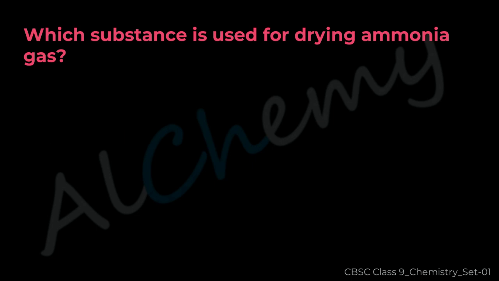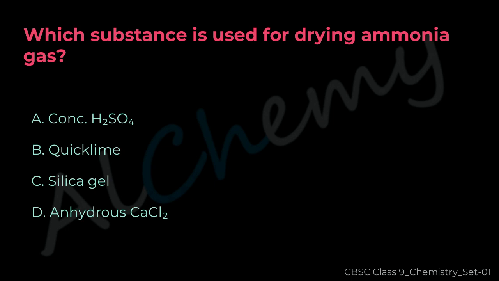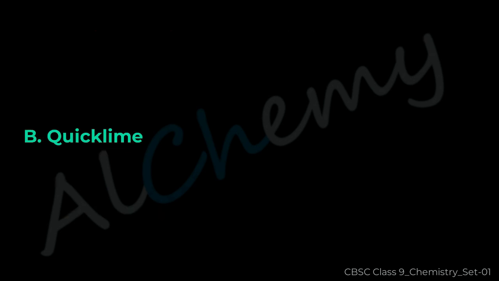Hydrogen. Question 45. Which substance is used for drying ammonia gas? A. Conc. H2SO4. B. Quicklime. C. Silica gel. D. Anhydrous CaCl2. The correct answer is B.